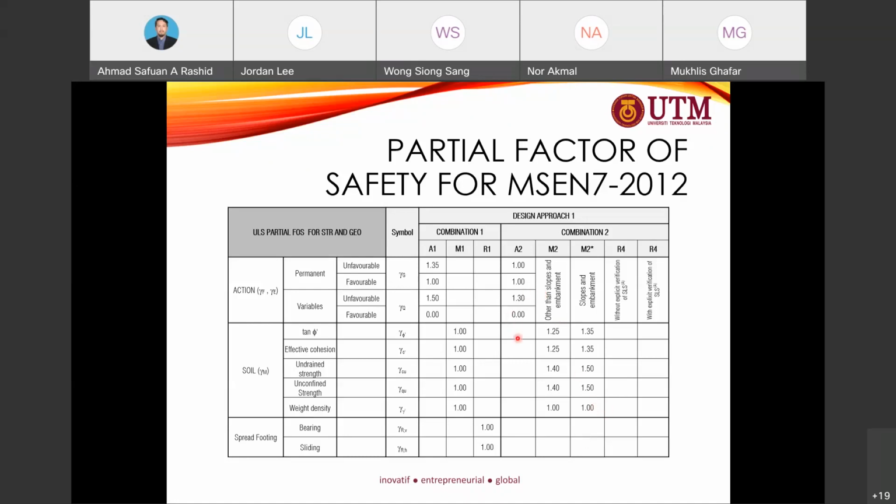So A1, M1, and R1. Okay, so this is action, soil, and spread footing for the shallow foundation. Here we have M1 and M2 based on the location of the problems. If located on slopes and embankment, we may use the M2 asterisk; if other than slope and embankment, we may use the M2. Most of our discussion is based on the M2, not the M2 asterisk.